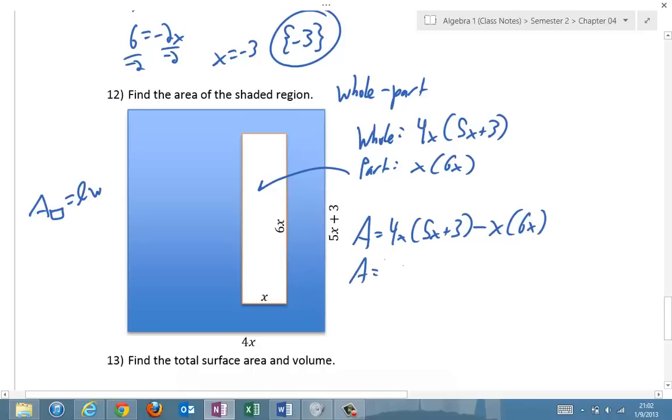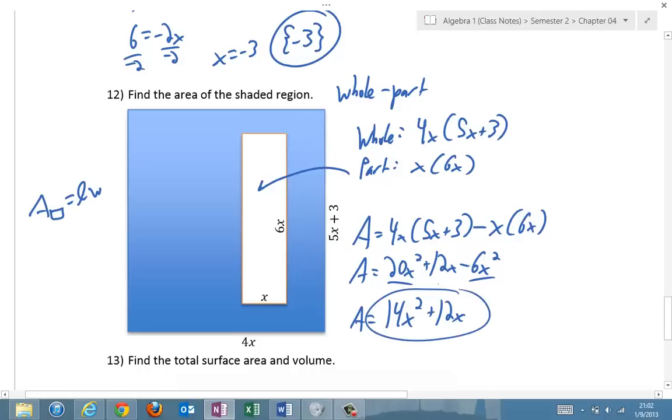Clean that up and we have 20x squared plus 12x minus 6x squared. Add your like terms and I have 14x squared plus 12x. And that's as simple as it can go, so that's our final area.